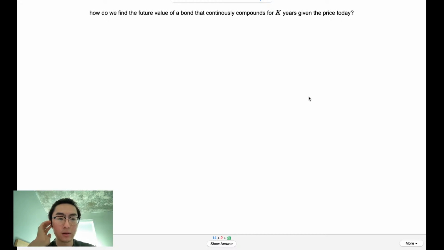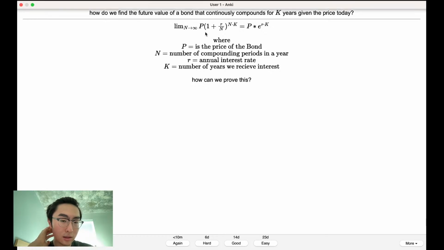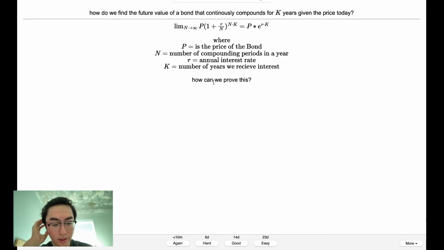How do we find the value? That one is hard. How do we find the future value of a bond that continuously compounds for k years given the price today? So the future value is equal to the present value times e raised to the r times k. How can you prove this? Yeah, I guess maybe we need some real analysis here to show that this converges to e as n goes to infinity. Okay.